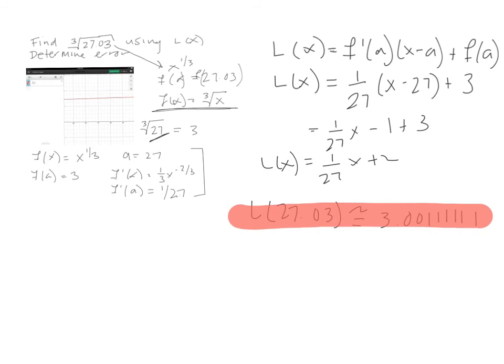So the question now becomes, now that we have a calculator that can do the cubed root, let's go see what the error is. So remember that the error, I need the actual versus the estimated. So that means I need to know what f of 27.03 is. So you can go ahead and put that in your calculator. I have it written down as 3.001107.